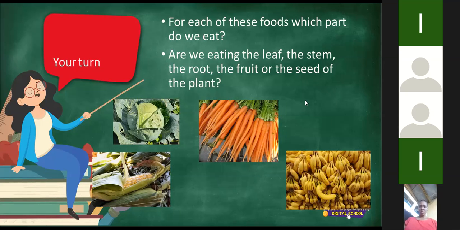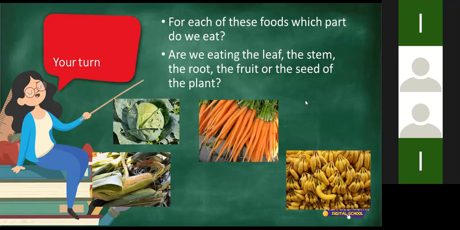Bananas. What are we eating? The stem, the leaf, the root, the fruit, or the seed of the plant? What are we eating with a banana? Perfect answers. We are eating the fruit. Very, very delicious fruit indeed. We are eating the fruit of the banana. All right.